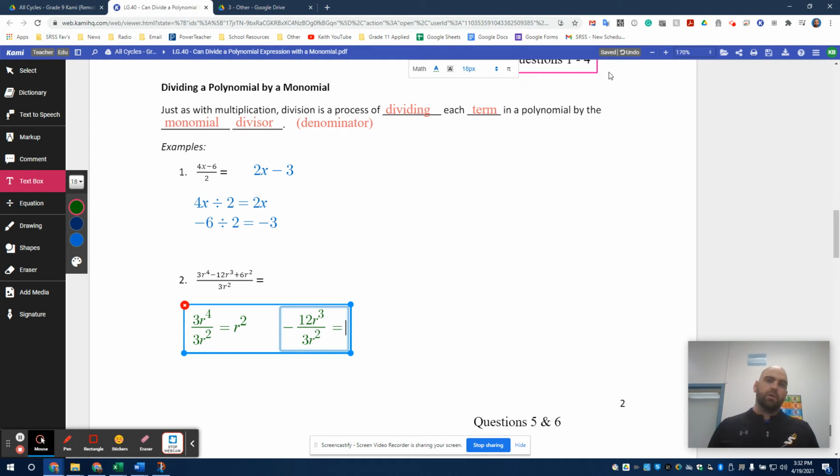Next one, we have a -12r cubed divided by 3r squared. Sorry, this negative should not be in front. This negative should be with the 12. There we go. -12 divided by 3 is -4. R cubed divided by r squared, 3 minus 2 is 1, so it's just going to be 1r.